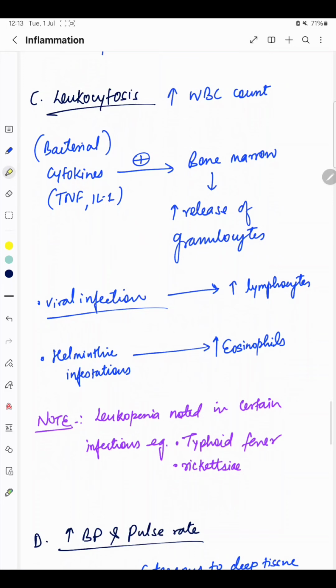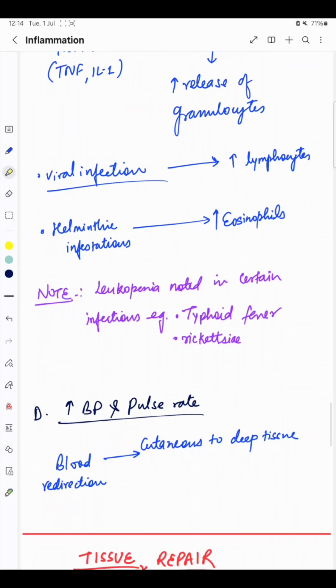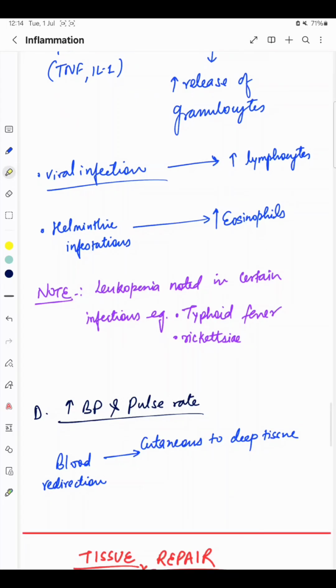Leukocytosis is increase in WBC count. In bacterial infection, cytokines like TNF and interleukin 1 stimulate bone marrow for the production of more and more granulocytes to combat these infections. In viral infection, there can be a lymphocytosis, and in helminthic infestation, there will be eosinophilia.